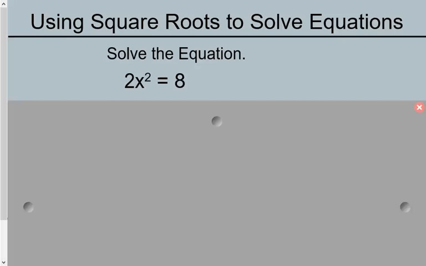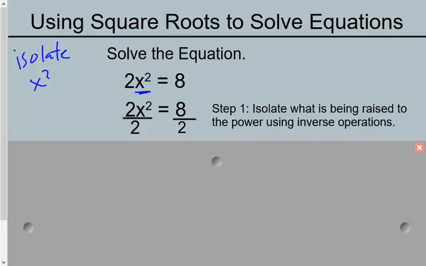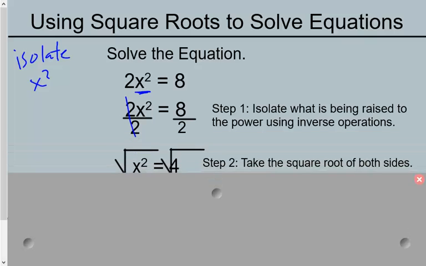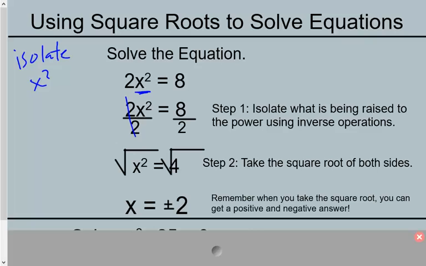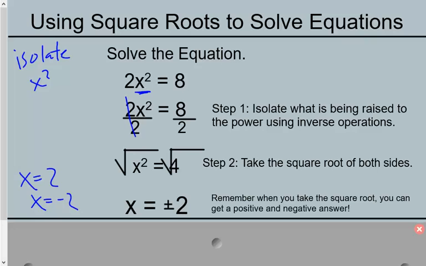All right, so here's what we got going on. You're going to isolate x squared. So you're going to get the x squared by itself. To do that, we're going to start by dividing both sides by 2. And then that gets rid of the 2. And then we have 4. And then we're going to take the square root of both sides. So we have the square root of x squared and the square root of 4. Now, the trick here is that you have two answers, x equals 2, x equals negative 2. Because 2 times 2 equals 4, negative 2 times negative 2 equals 4.